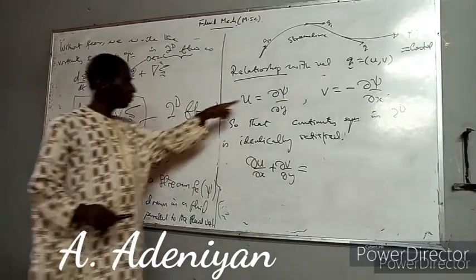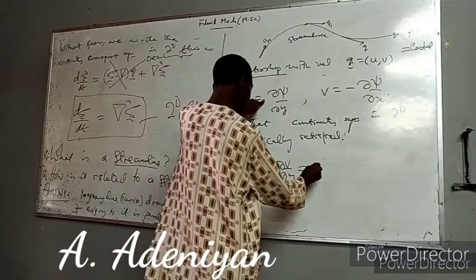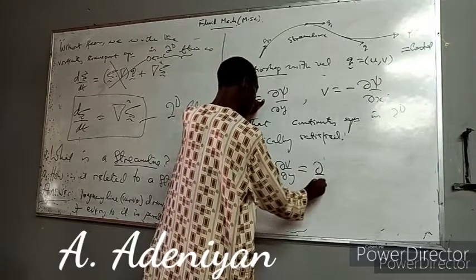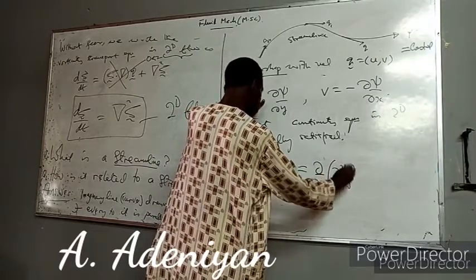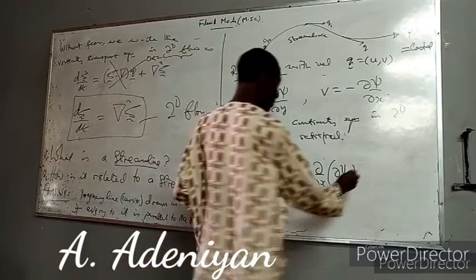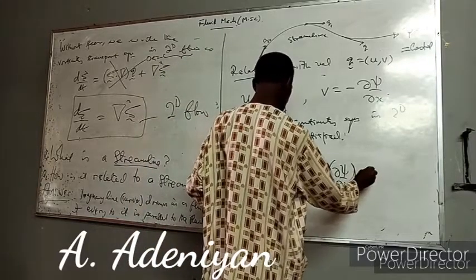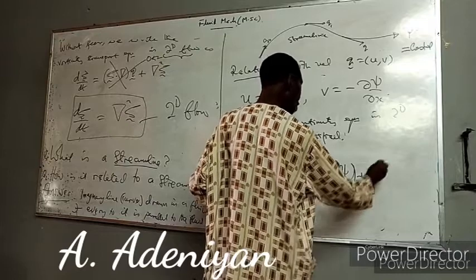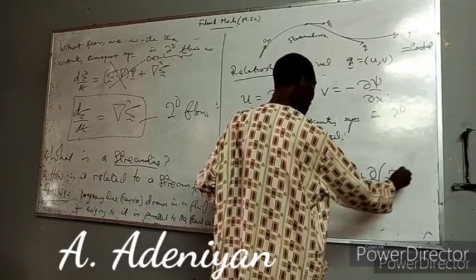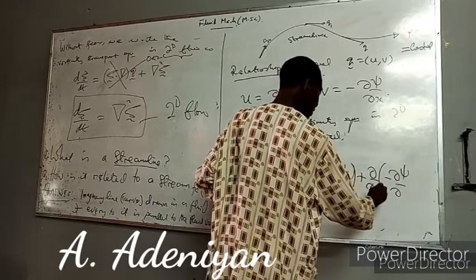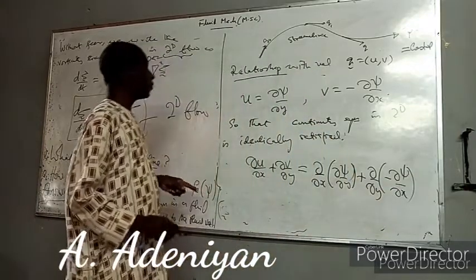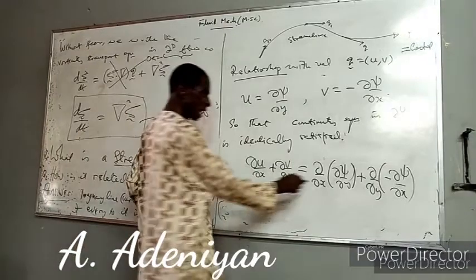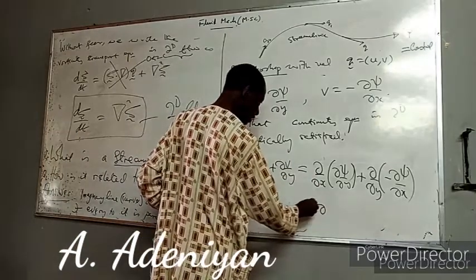Don't just jump to a conclusion. If you differentiate this, that means we are having what? Partial of X of partial psi partial Y, which now represents our U, then plus partial of Y of minus partial psi partial X. Let us simplify this. Don't jump into the conclusion that it is 0. So clearly, this is going to be what?